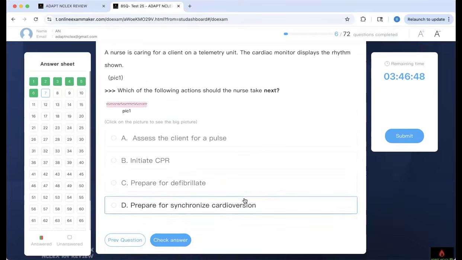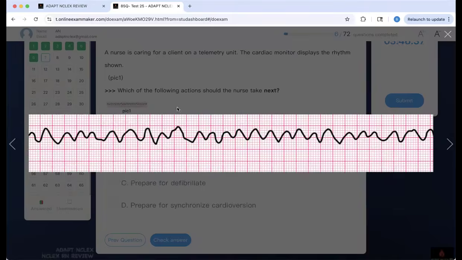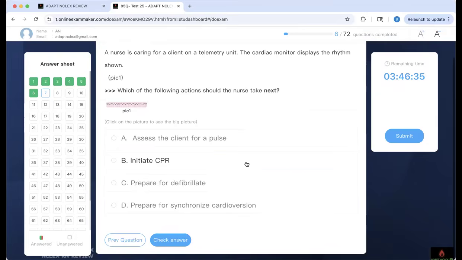EKG, physiological adaptation, under cardiology. Which of the following actions should the nurse take? Okay, next. A nurse is caring for a client on a tele-unit. The cardiac monitor displays this rhythm. This is what you have. Assess the client for a pulse, initiate CPR, prepare for defibrillation, prepare for synchronized cardioversion.